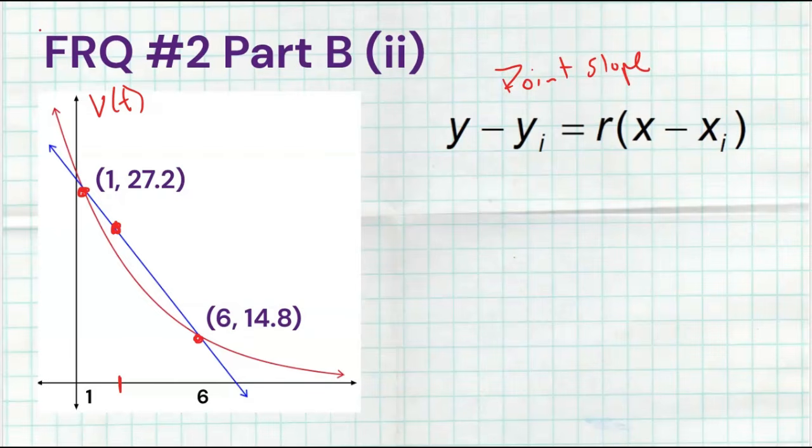All you need for point slope form is the slope or the rate of change that we just found in the previous part, and you need 1 point. It doesn't matter. You just need an individual point, the x and the y value of that individual point, and I'm going to use the first point. You could also use the second point. Doesn't matter, but I'm going to use the first point.